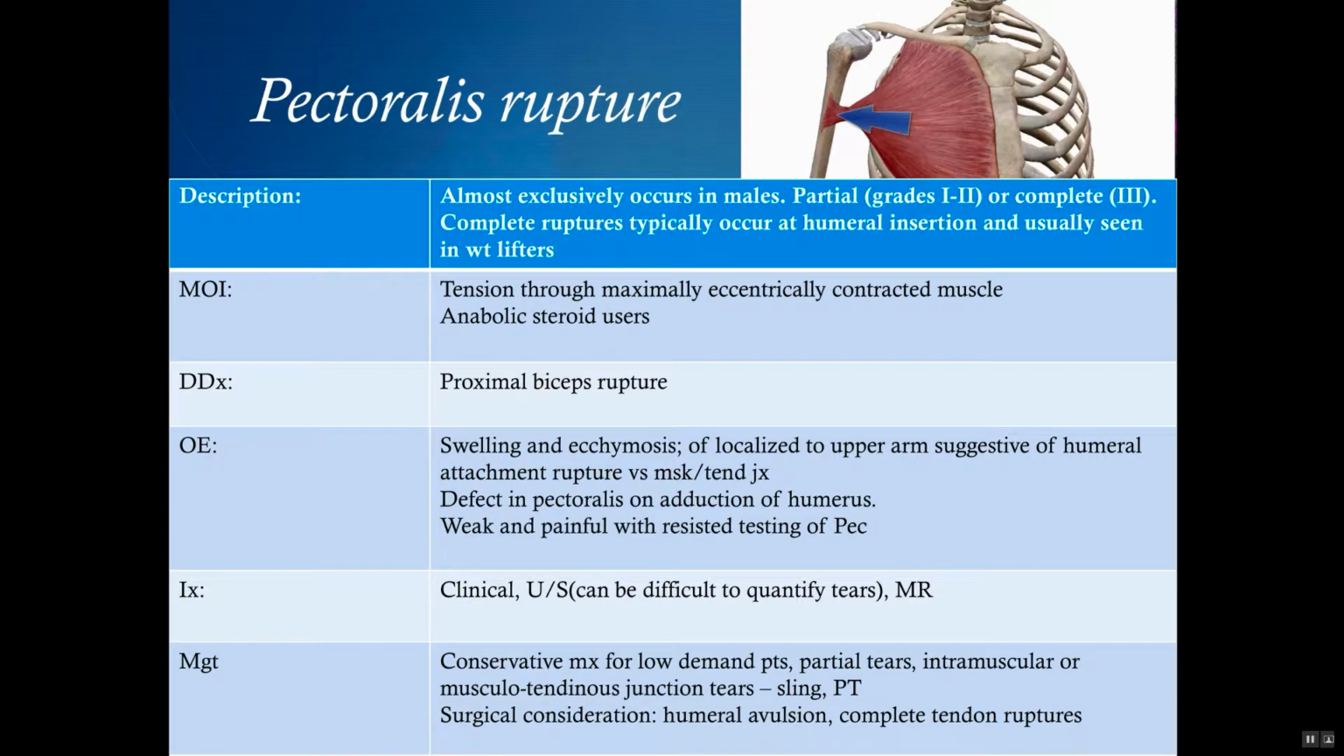Management for most low-demand patients would be conservative, and these would be patients with partial tears, intramuscular, or musculotendinous junction tears. A period of slinging for a short time will be helpful, and then physiotherapy to address strengthening and mechanics of the shoulder girdle. Surgical consideration is useful for patients with humeral avulsion or with complete tendon ruptures, especially in the higher demand athletic populations.